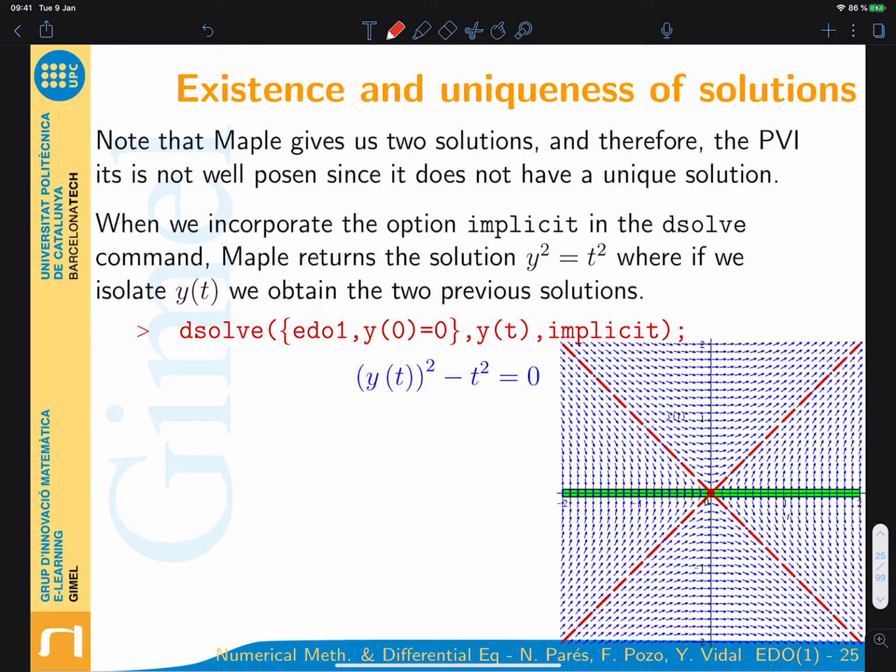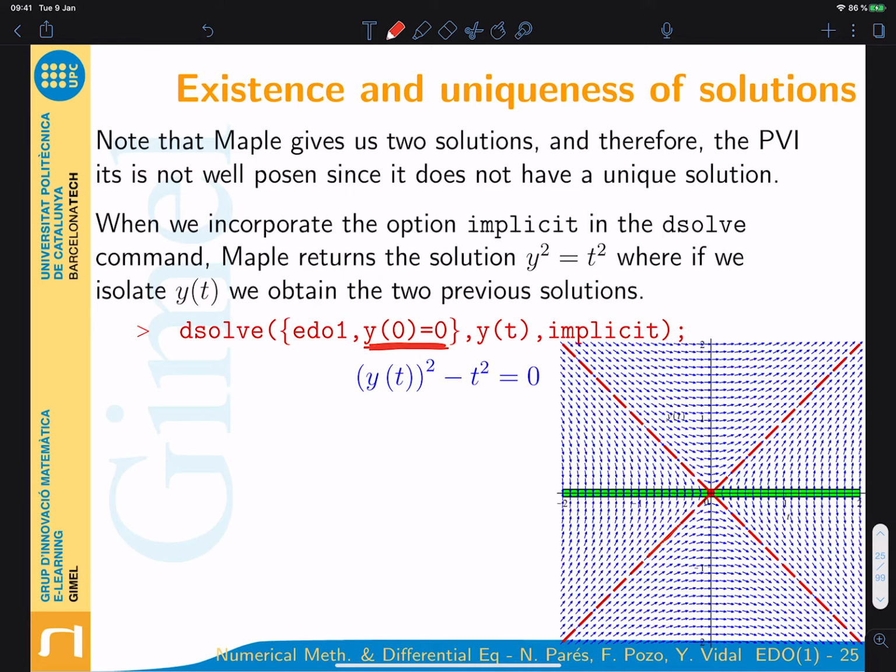What we can see here in red colors are the two solutions that are obtained when the initial condition is y0 equals 0. And if we look at the vector field, it really makes sense that there are two solutions going through the origin. Here the vector field is showing us different directions, and we can see that at the origin there are two possible solutions.